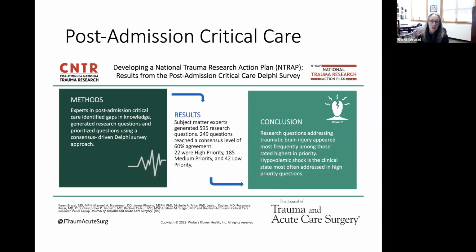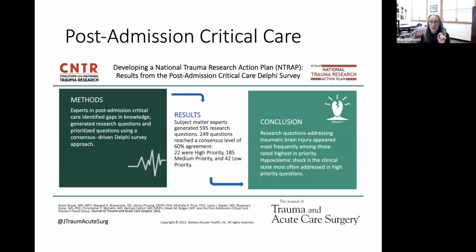250 of these questions reached a consensus level of 60%. And of those, 22 were deemed high priority. Most of them were medium priority, and very few of them were low priority. So there are a lot of ways that you can look at that overall main result. There's a lot of stuff in the middle.